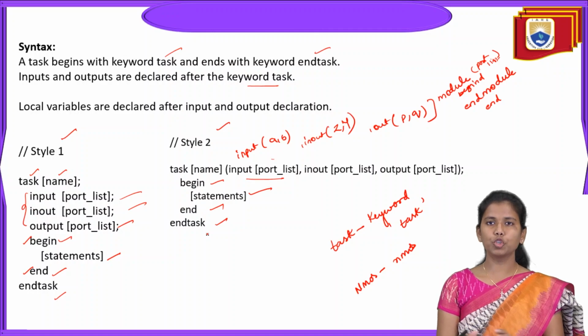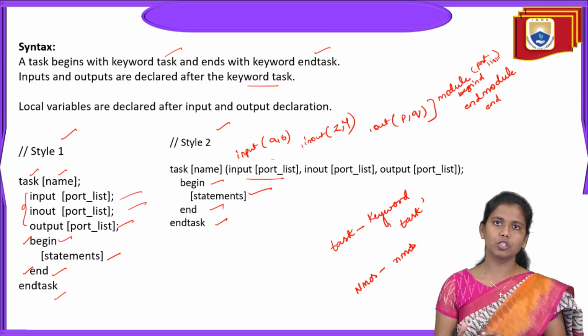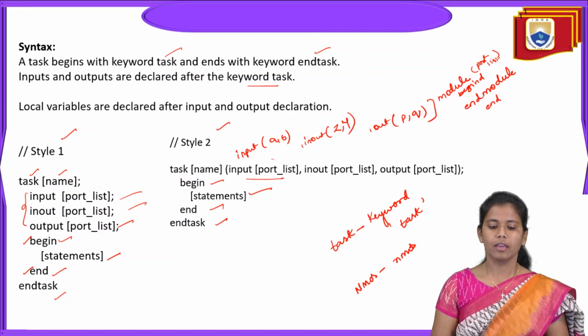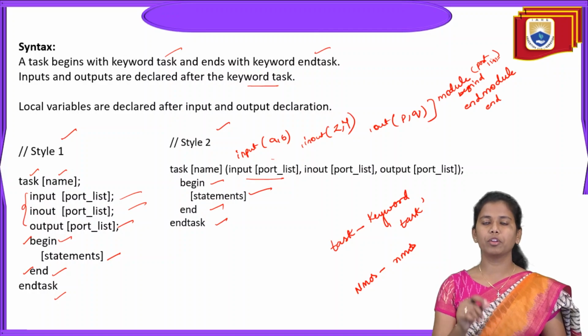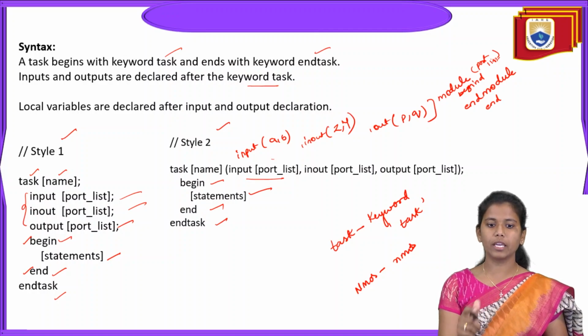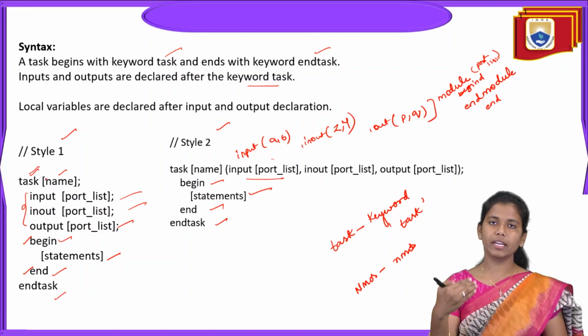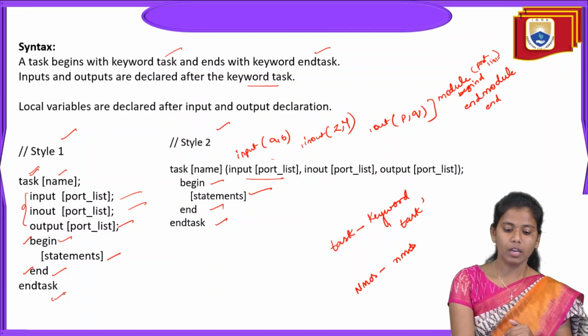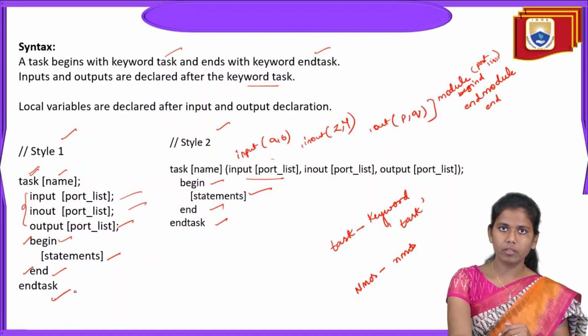So in these two styles, either 1 or 2, we can go for. But you have to remember that when writing your code, your first and foremost keyword should be task, and when terminating your code, you have to terminate it with endtask. That is an important thing.